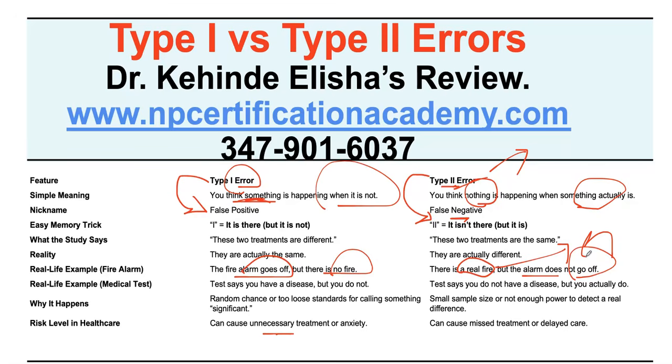So in reality, when we have a type 1 error, it can cause unnecessary treatment or it can induce some level of anxiety. When we have a type 2 error, it can cause missed treatment or delayed care. I really hope that this helped you out. I hope you're able to clarify this concept.